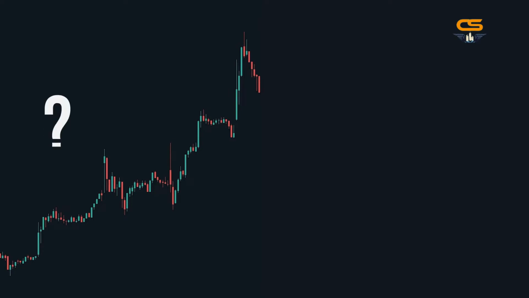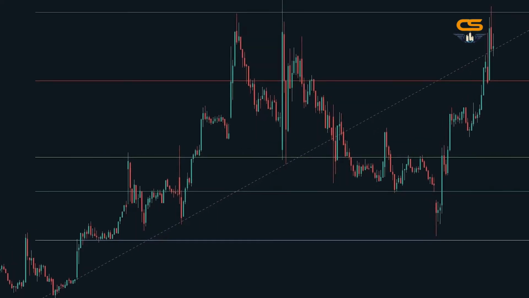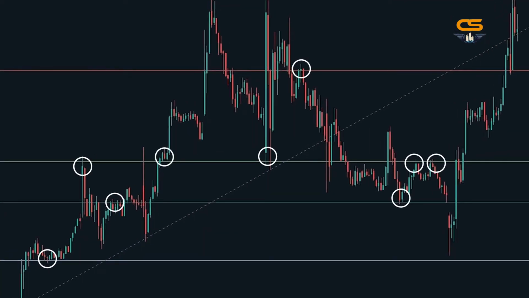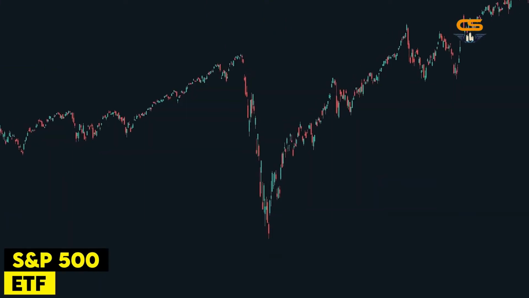But what if you were in a position like this, where the price went up and made a pullback, but there weren't any previous key levels of support or resistance? How do you know where the key levels are for a reversal to happen? The answer? The Fibonacci retracement tool. If we plot these levels, you can see the price respected them and actually use these levels as a key support.